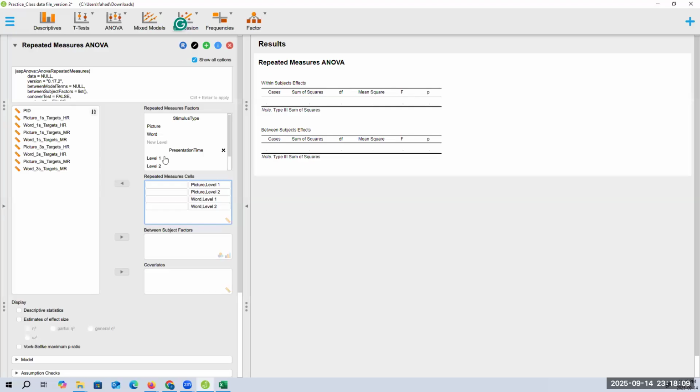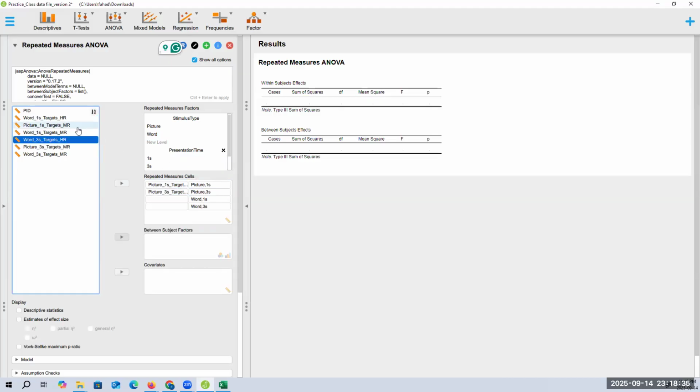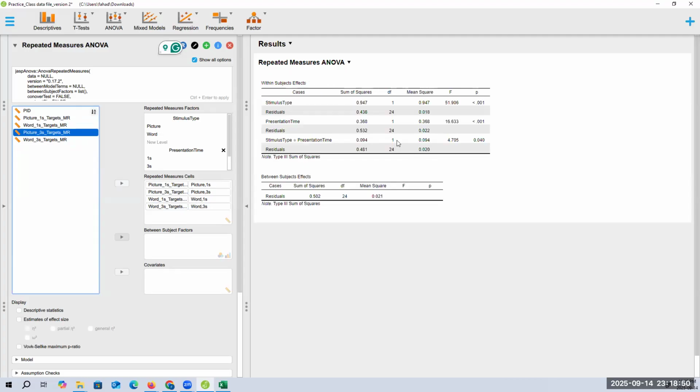And so this presentation time, and we can say 1 second, 1 second or 1000 milliseconds, and then we have 3 seconds. Now see picture 1 second, picture 3 second, word 1 second, word 3 seconds. So I can move it across. My dependent variable is hit rate. Picture 3 seconds, word 1 second, and word 3 seconds. Right. It's really nice that compared to SPSS, I can see my output in real time.